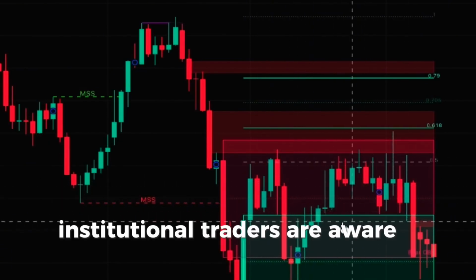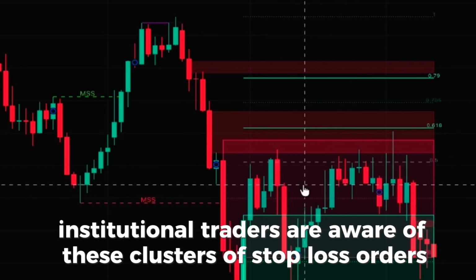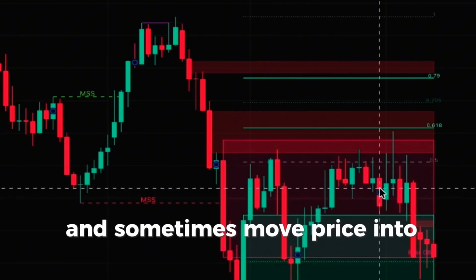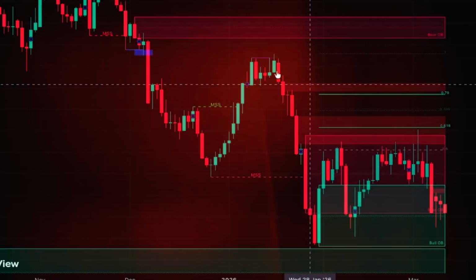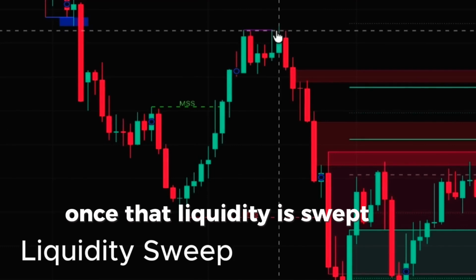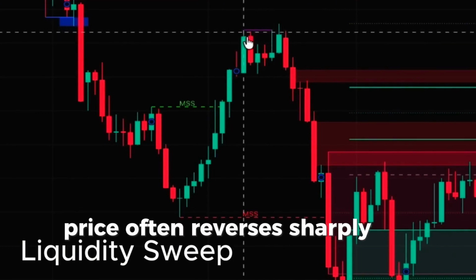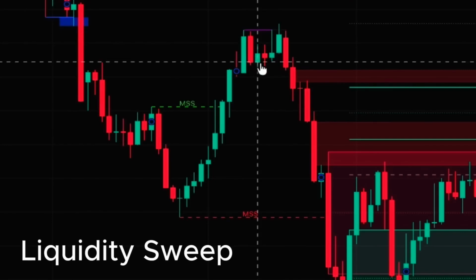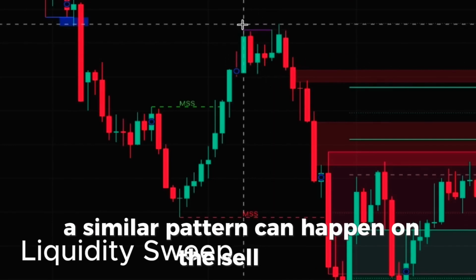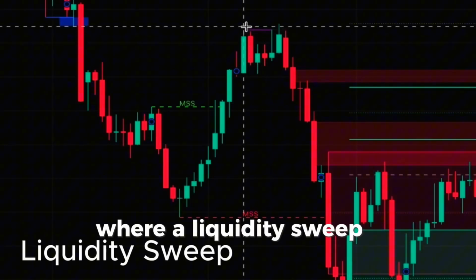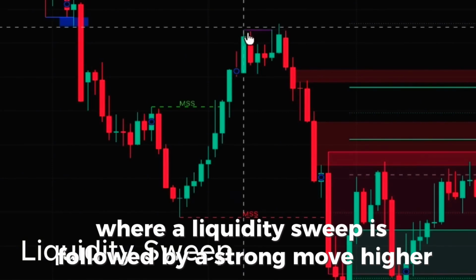Institutional traders are aware of these clusters of stop loss orders and sometimes move price into them to trigger liquidity. Once that liquidity is swept and most of those buy orders are filled, price often reverses sharply and heads lower. A similar pattern can happen on the sell side, where a liquidity sweep is followed by a strong move higher.